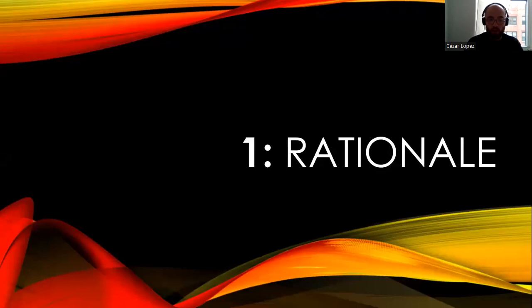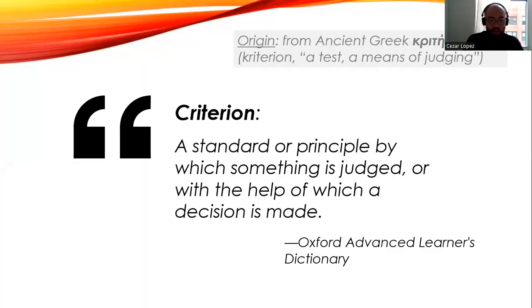Rationale, part 1. What are the criteria? Criteria is derived from ancient Greek, meaning judging. In today's definition, a criterion is a standard or principle by which something is judged, or with the help of which a decision is made.